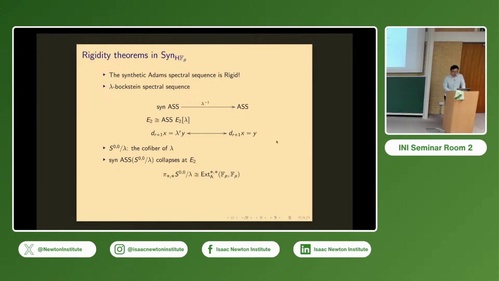But we can also consider not just the synthetic sphere and the cofiber of lambda. We can also consider the cofiber of lambda to the n. These are two cell complexes in between, so they should encode some information about the E_{n+1} page. It turns out this interpretation is very useful.